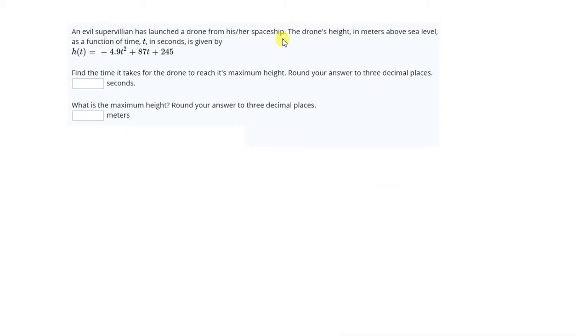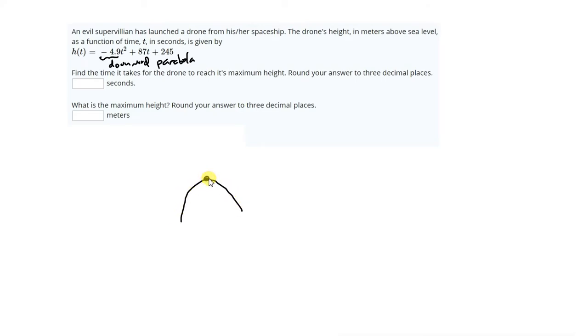Okay, this is problem 17, the evil supervillain. And so we've got a function here. Notice it's got a variable squared as the highest power, so that's a quadratic. The graph will therefore be a parabola. There's a negative leading coefficient, so it's a downward parabola. Okay, so what does a downward parabola look like? Looks like a downward parabola, right?